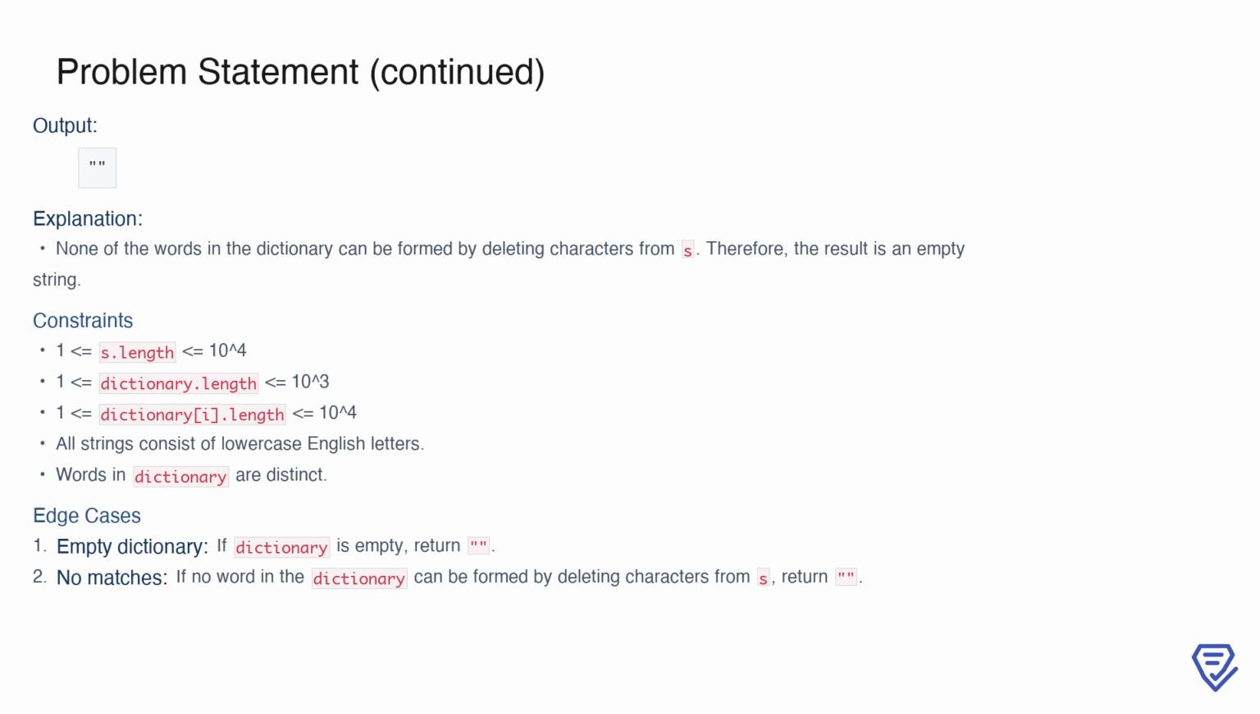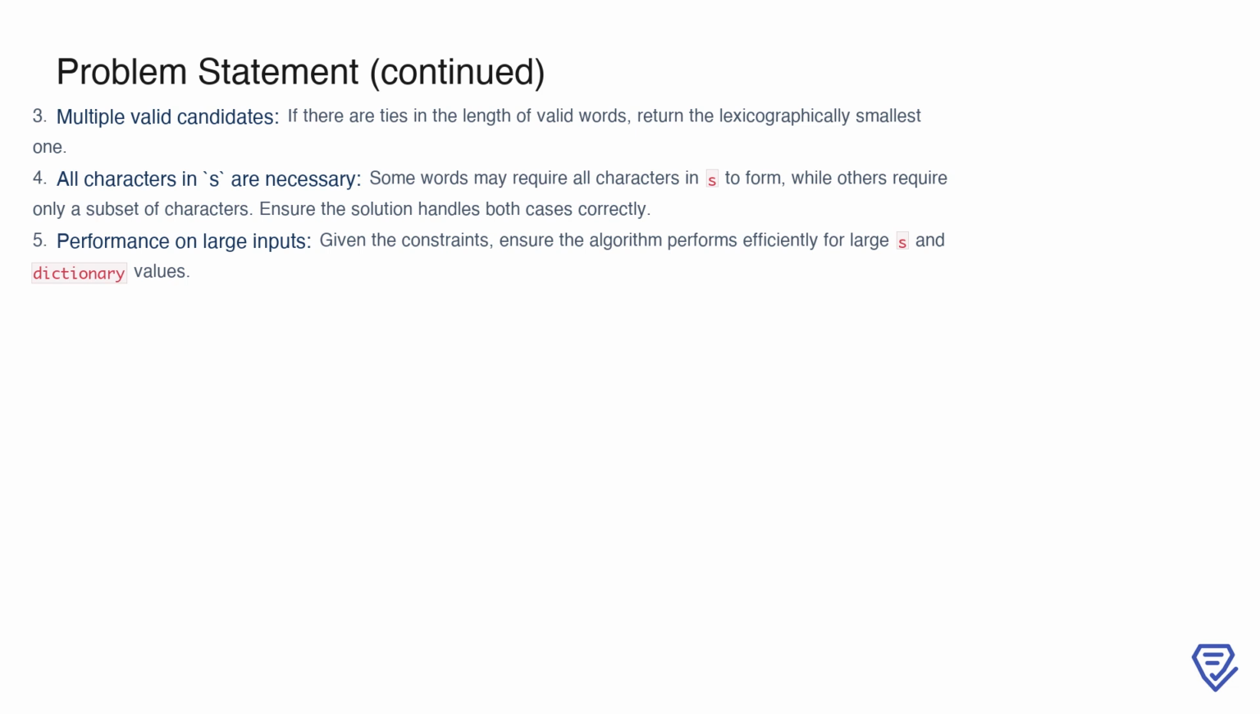Now, let's summarize the constraints and edge cases to ensure that the solution works for all scenarios. There are a few important considerations to keep in mind for this problem. First, if the dictionary is completely empty, the output should also be an empty string since there are no words to form. Second, if no matches exist between the dictionary and the string S, we must still return an empty string. Third, when there are multiple valid candidates of the same length, the solution should return the lexicographically smallest word among them. Fourth, some words in the dictionary may require all characters from S to form, while others may only require a subset. It's essential to ensure correctness in both scenarios.